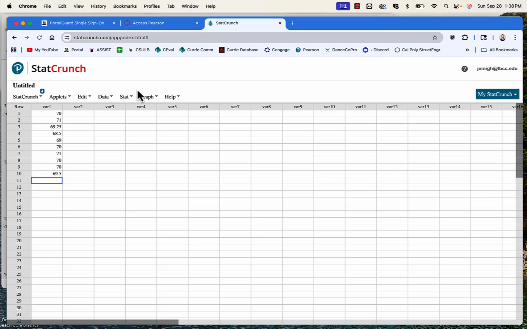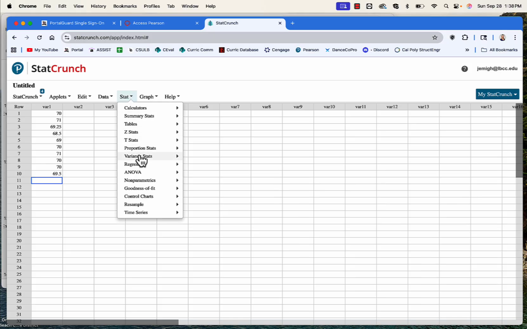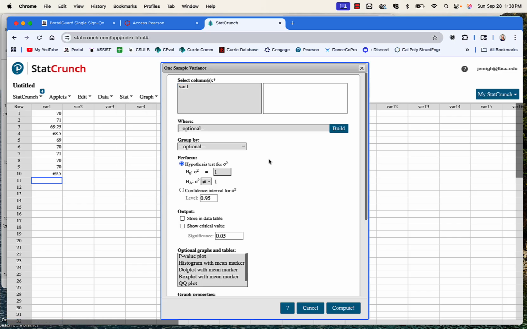All right, in StatCrunch, we'll go to Stat, Variance stats, One sample. We were given the data. The data's there in column var 1. Okay, we've got an issue right here. Check this out: the null and alternative hypotheses are for sigma squared. That's because the program called variance stats is set up that way. We were given the population standard deviation, not the population variance, but that's okay. We know we can calculate it.